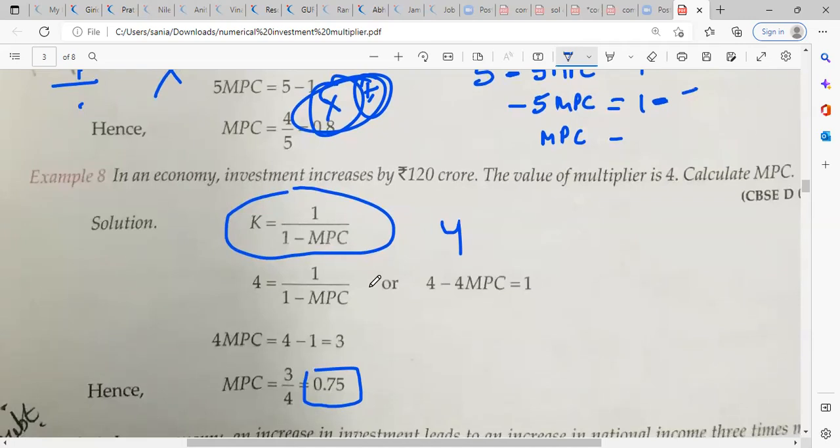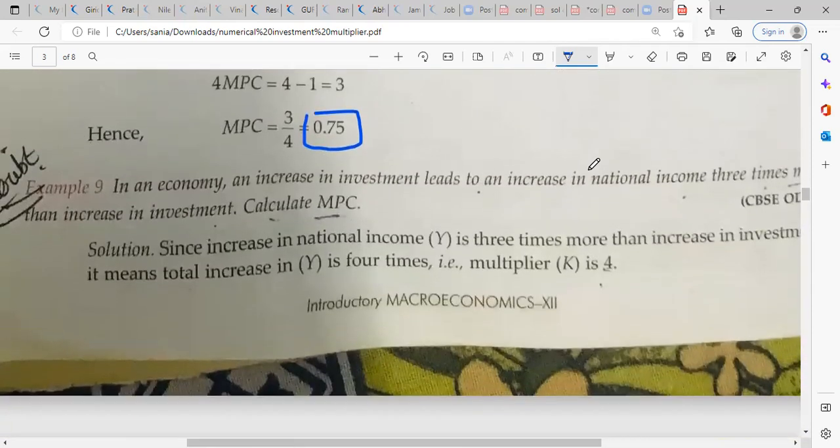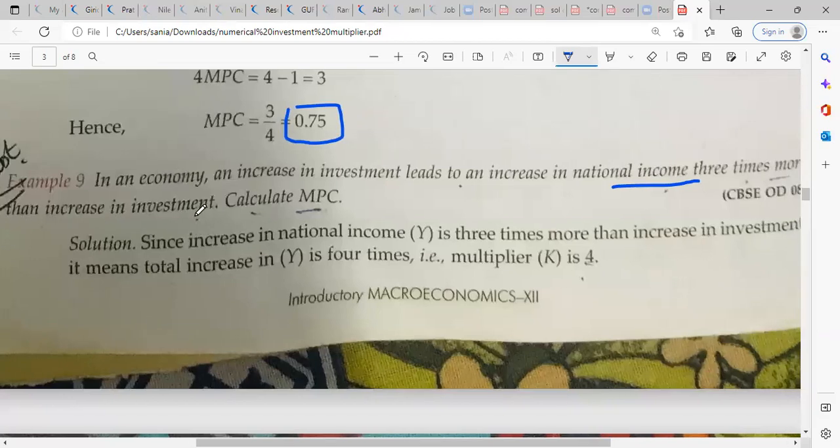So it's very simple because either they'll be giving you delta I or delta Y, or they'll be giving you MPC. So you have to use both the formulas in order to get the things. Now, this one is very important question. You will write the entire question over here. In an economy, an increase in investment leads to increase in national income 3 times more than an increase in investment, calculate MPC. So sometimes you must be wondering, ma'am, over here nothing is given, not even a single term is given. So how will we calculate MPC, right?